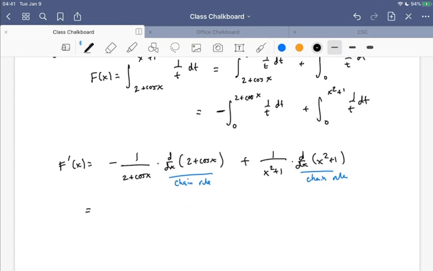And then what's the derivative of cosine? It's minus sine. So we'll have a double negative, which will actually cancel, and then we'll just get this. And for the second term, we'll just have 2x over x squared plus 1, like so. Okay, so does that make sense?